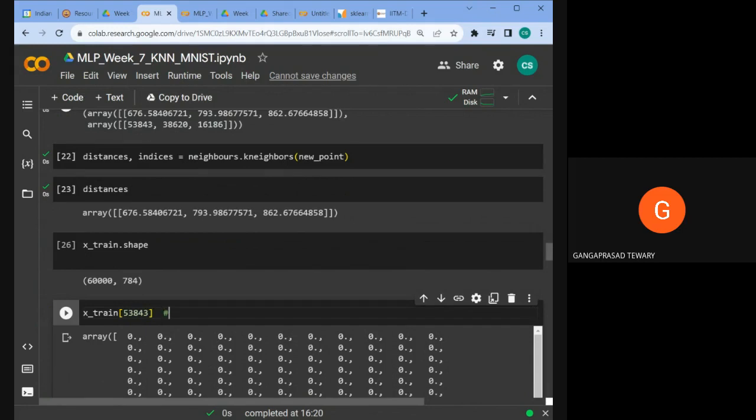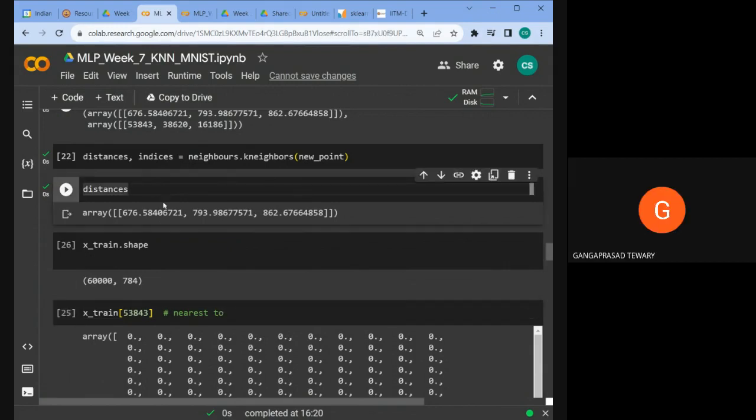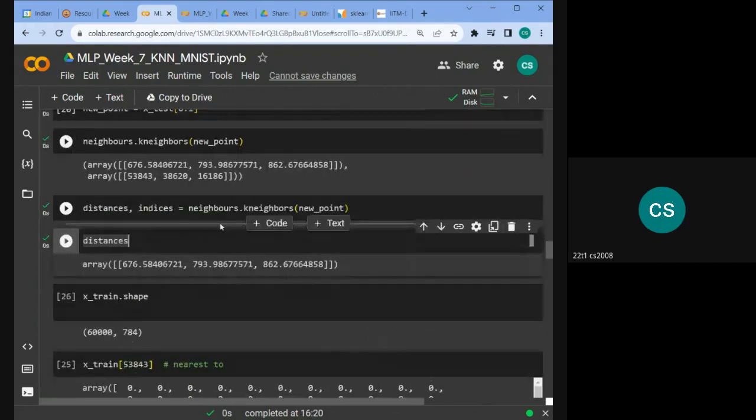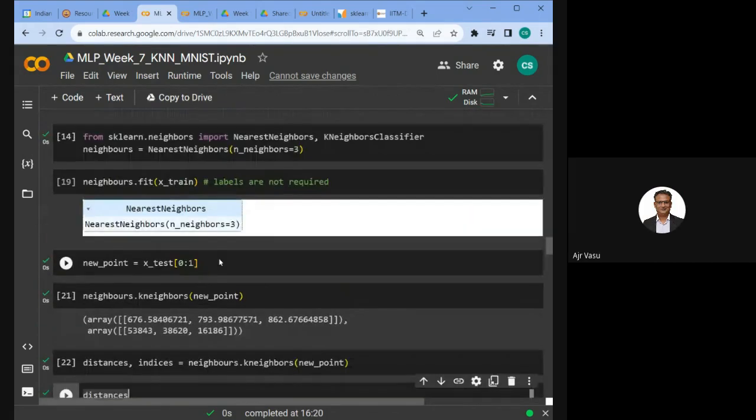Got it, sir. So you're saying that nearest neighbor is basically a class to find out the distance only, and K neighbor classifier is the algorithm. Correct. And sir, can you just go up a little? Neighbors dot. Here, no, that index you got.